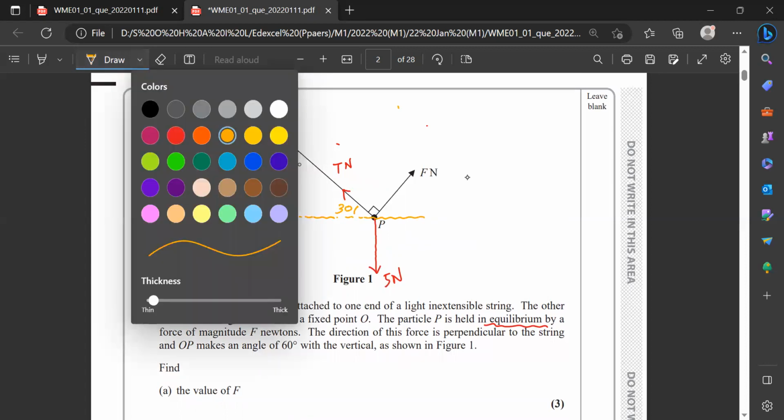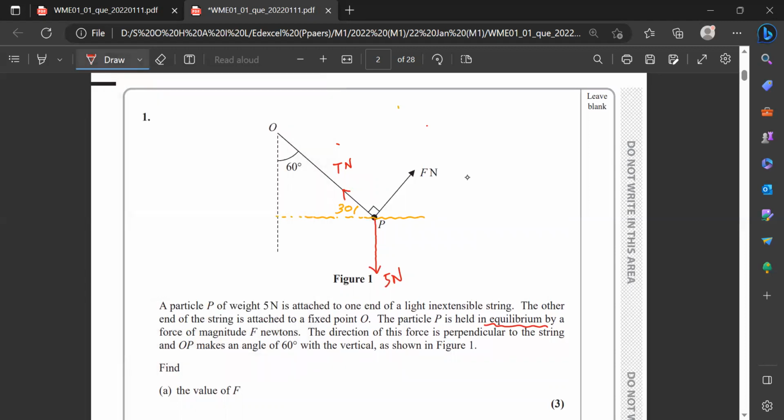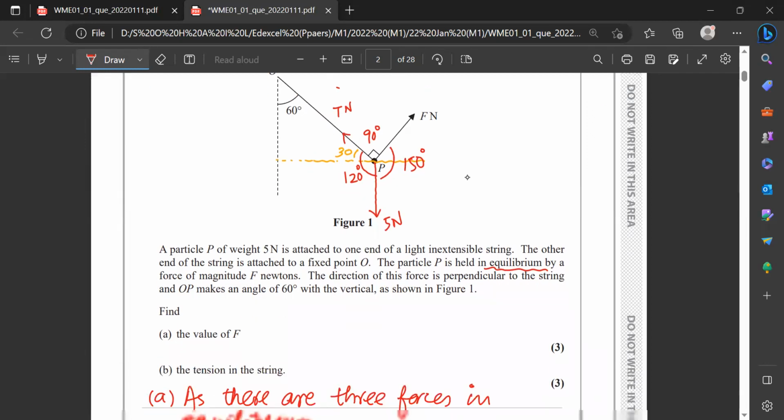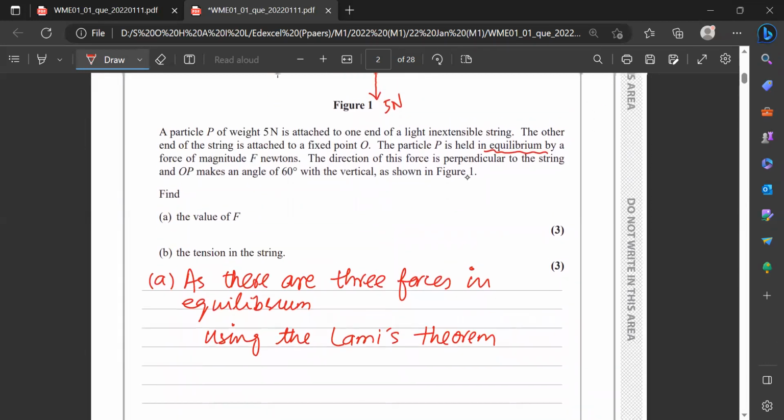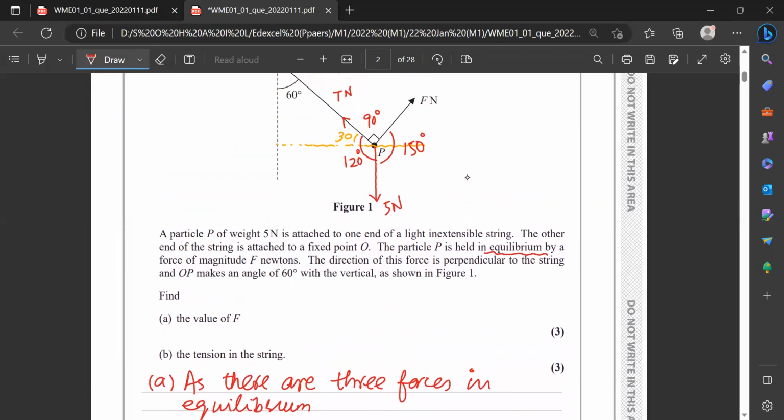In this way, you can find the angle between T and 5. This angle is 90 plus 30, 120 degrees. This is 90 degrees. The angle between F and 5, by adding 120 and 90 and subtracting from 360, is 150 degrees. In this way, you can find the angle between different forces.